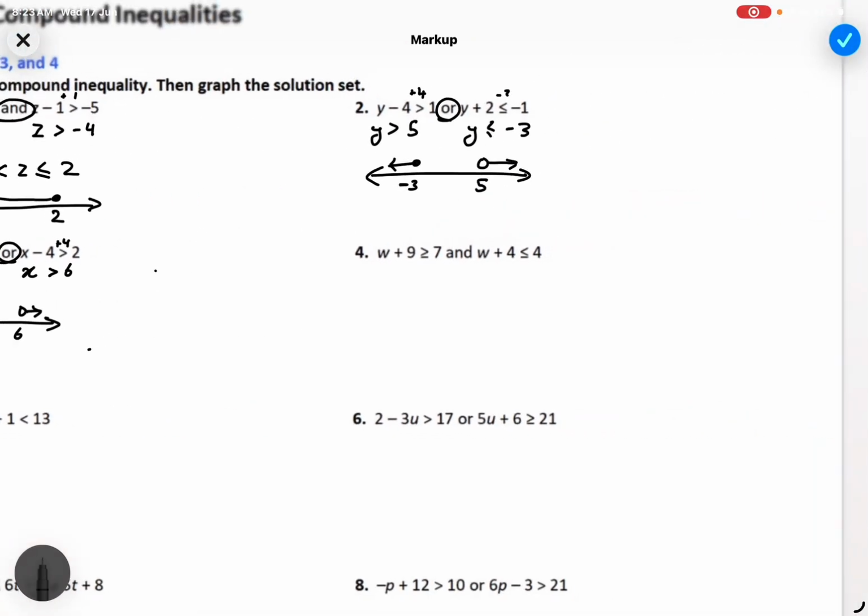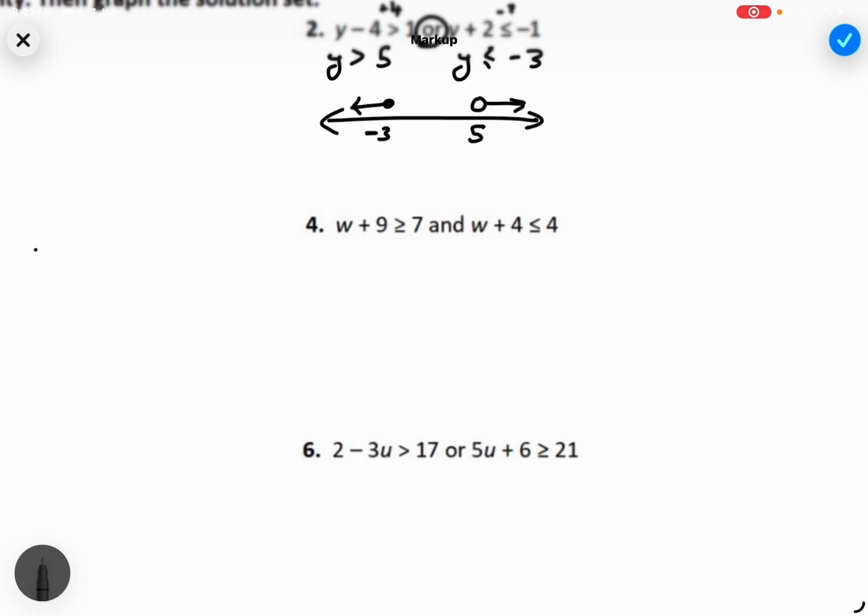For question 4, I can't breathe more English.